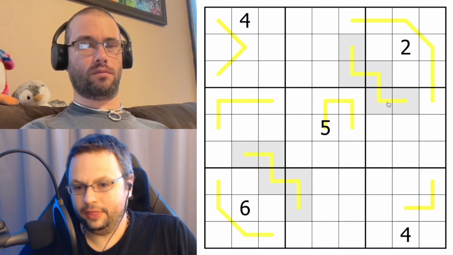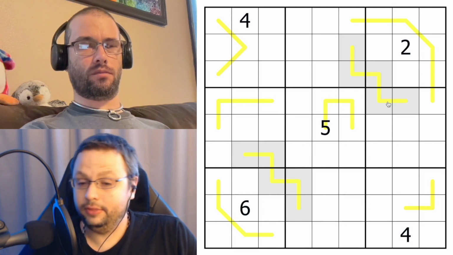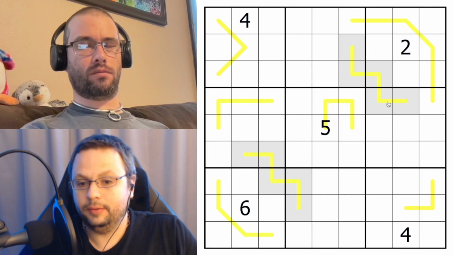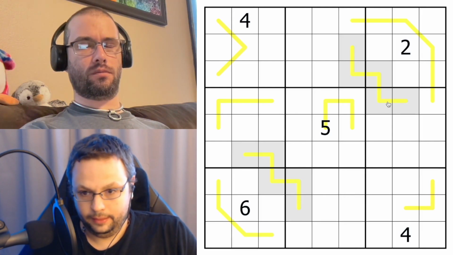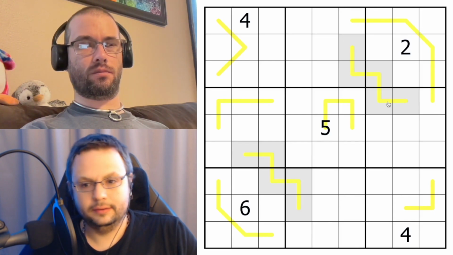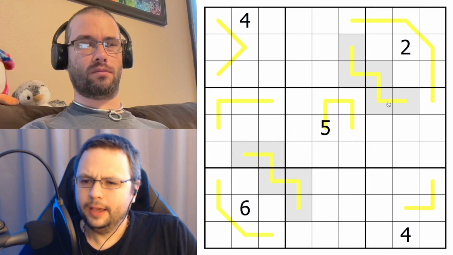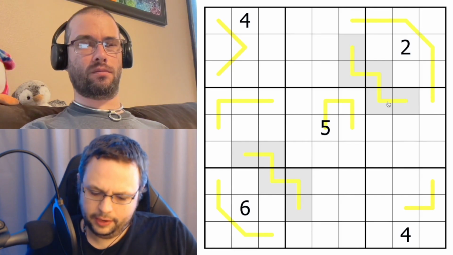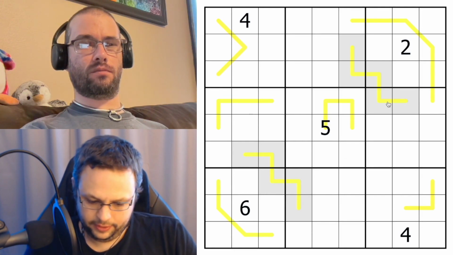I think both length 3 lines... Actually, there are only 2 length 3 lines. I think both length 3 lines could be 3, 1, 2. Maybe not simultaneously. Okay. Okay, so we've talked about Renban, and they're quite restricted.